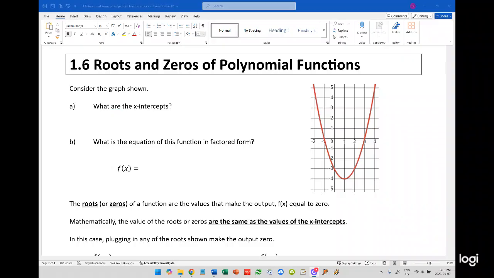But we saw the importance of the factored form, like what it looks like, and the x-intercepts and how they related to each other. And we're going to see if we can abuse that a little bit more to make our lives easy when it's coming up with modeling different polynomial functions.